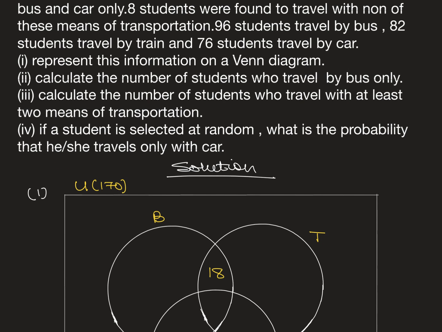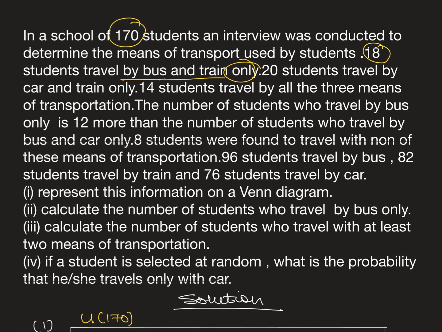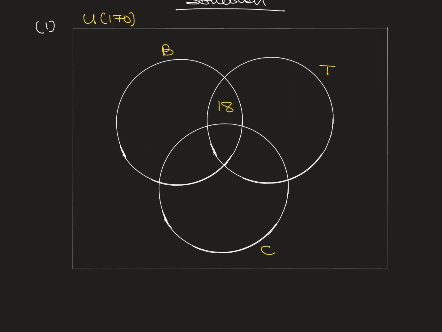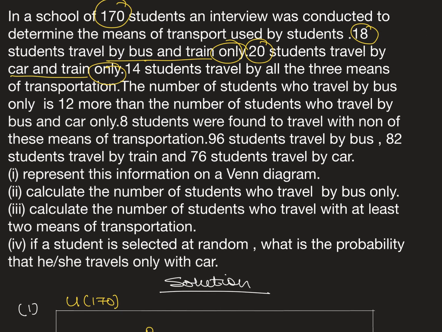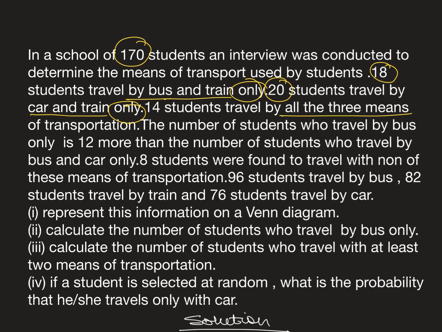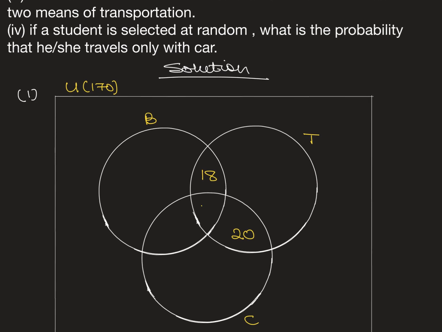Moving on, it says 20 students travel by car and train only. Okay? Car and train only, we have 20 students. 14 students travel by all the three means of transportation. So that is here.